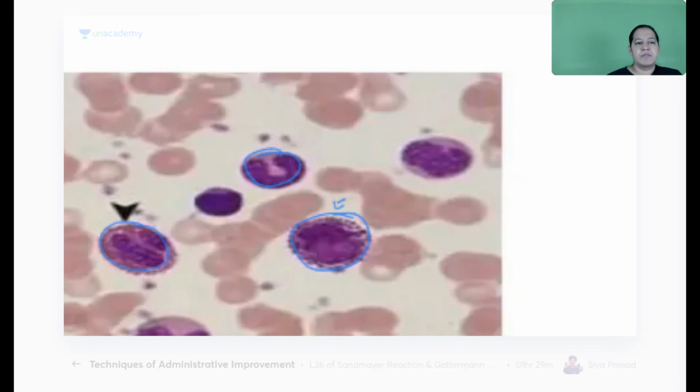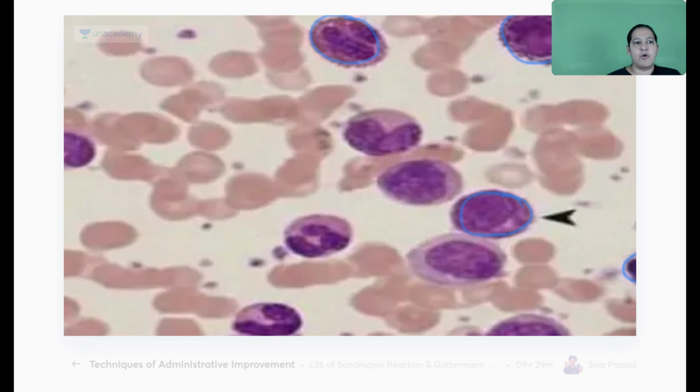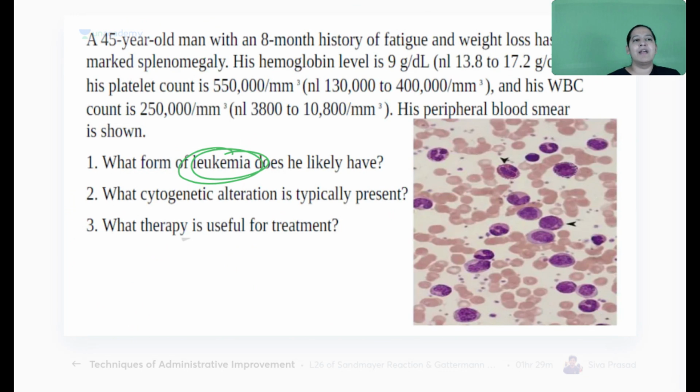This is a band form. This is a band form. This is a lymphocyte. You can see this is a promyelocyte. This is myelocyte. This is metamyelocyte. So in the smear, you are looking at a variety of cells. Along with blast, you are looking at a variety of cells. So yes, the diagnosis is straightforward. It is CML. You all are right.